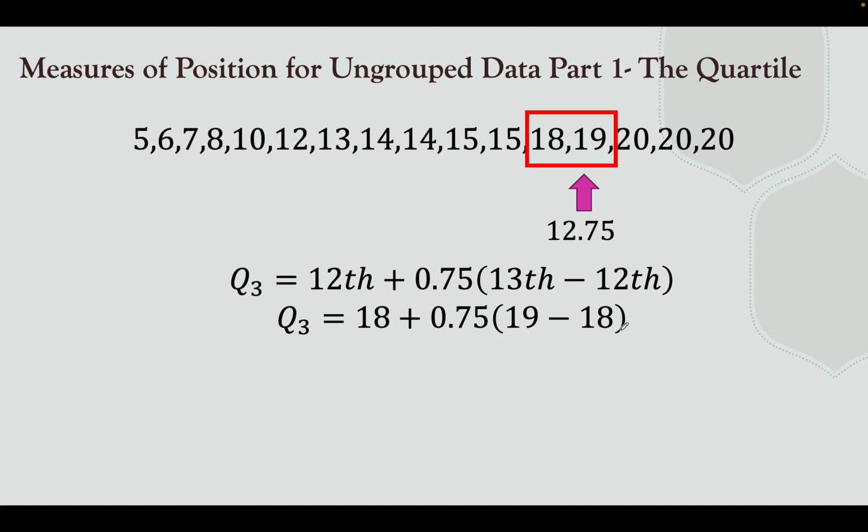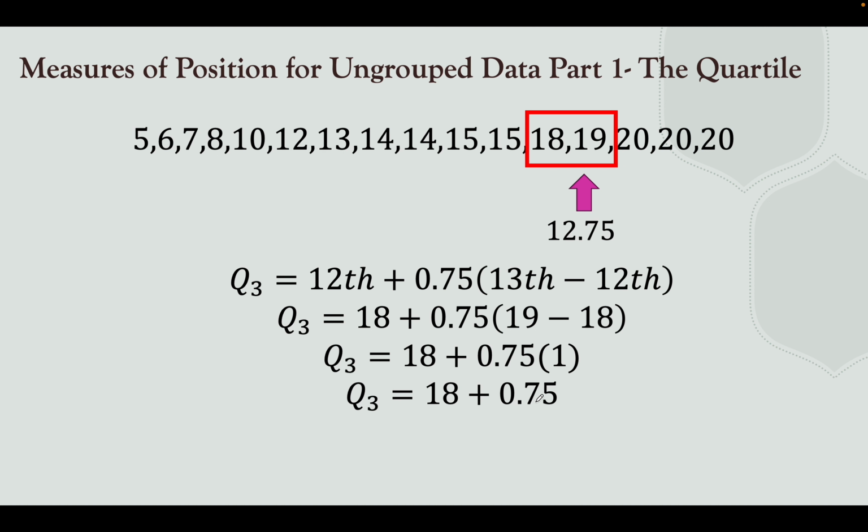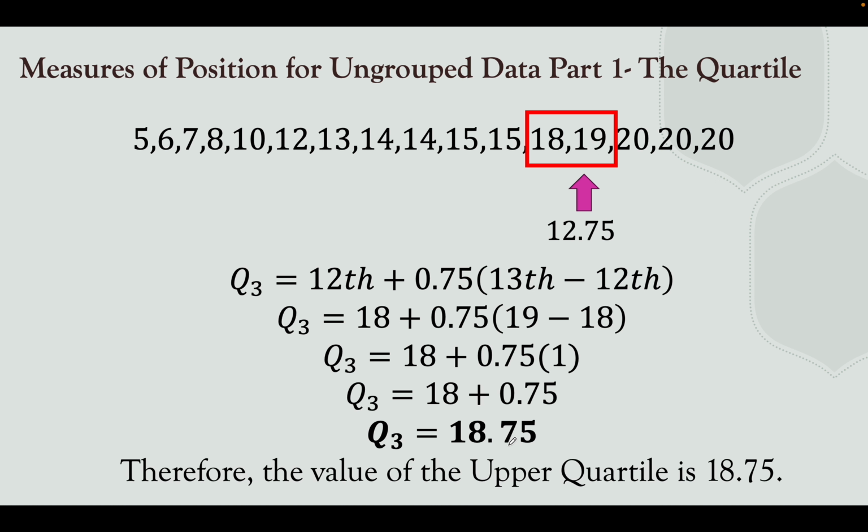So 19 minus 18 is 1. 1 times 0.75 is 0.75, plus 18, we have 18.75. Therefore, the value of the upper quartile is 18.75.